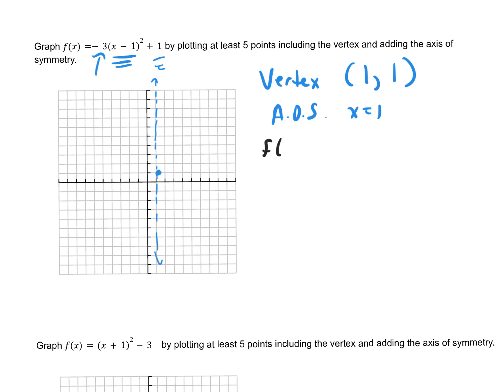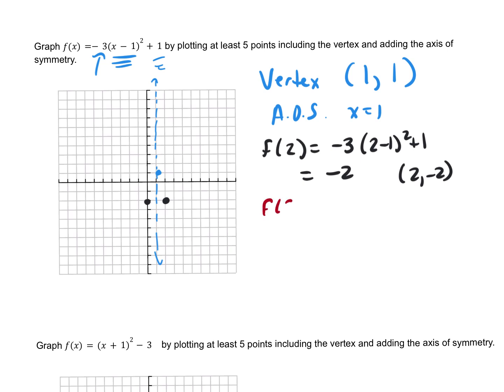So a number bigger than 1 would be 2. So maybe I do f of 2. So what is -3 times 2 minus 1 squared plus 1? Put that in the calculator. Well, that's -3 times 1 plus 1, which is -2. So 2, -2. And then again, the corresponding point on the other side.